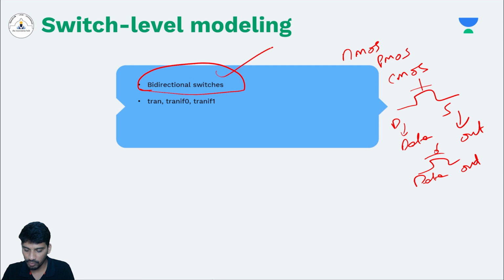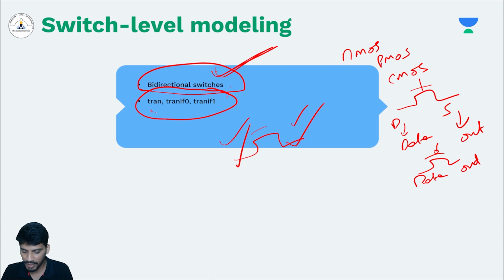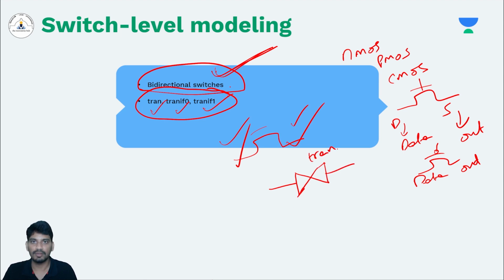So that's why we have one more element, bidirectional switches, in which the data can be transmitted both from drain to source as well as source to drain. So there are three different kinds of bidirectional conduction switches. They are tran, tranif0, tranif1. So let's draw the symbol of each one of them. So this is the symbol for tran. This is shortcut for transmission gate.